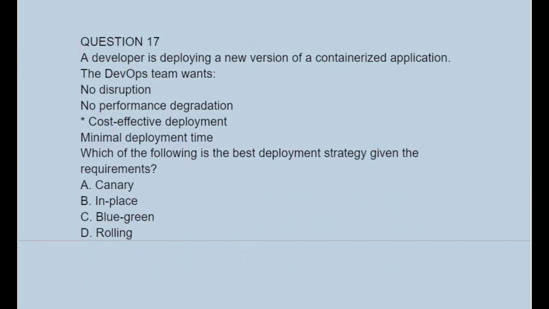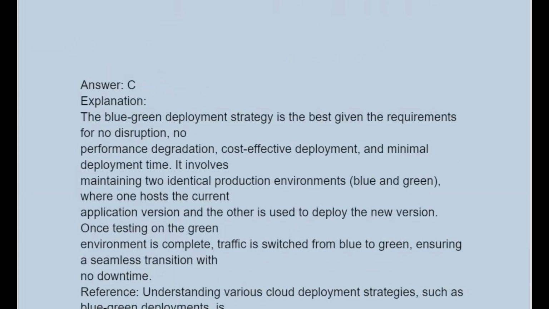Question is, a developer is deploying a new version of a containerized application. The DevOps team wants no disruption, no performance degradation, cost-effective deployment, and minimal deployment time. Which of the following is the best deployment strategy given the requirements? Option A, canary. Option B, in-place. Option C, blue-green. Option D, rolling. Correct answer is option C.